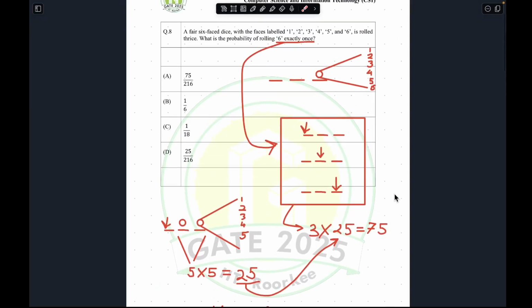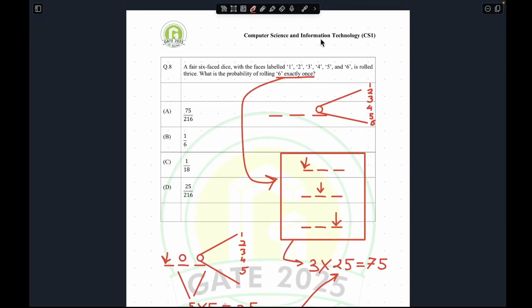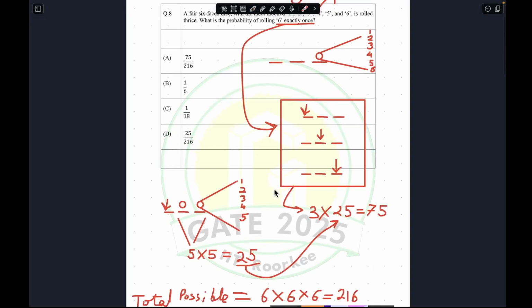Exactly once is the case for the probability that you are trying to find. But the total number of permutations has to come in the denominator for probability to exist. That is the concept of probability. Probability goes from 0 to 1. How does it go from 0 to 1? Because the number of permutations in our favor is divided by the total number of permutations that may exist. So that is what we have to find.